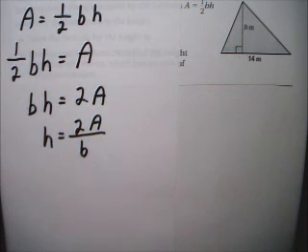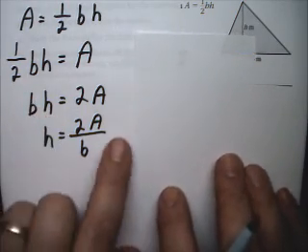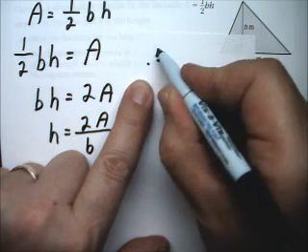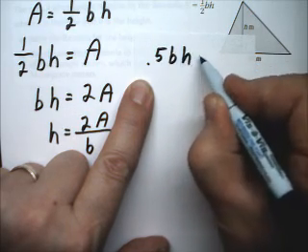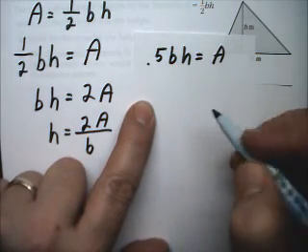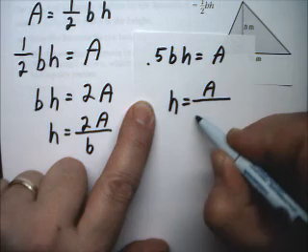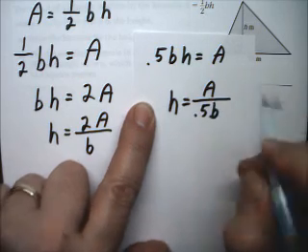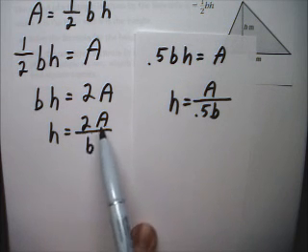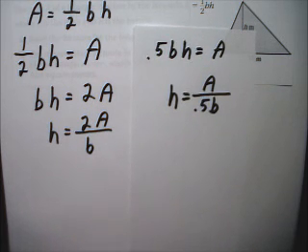Now this is a pretty confusing problem, really. You may not know what to do with that 1/2, so you might say, well, I'm going to rewrite it as 0.5 b h equals a. And now I'm just going to divide both sides by 0.5 b and get h equals a divided by 0.5 b. Well, believe it or not, that is also a correct answer. Here it's multiplying by 2, but multiplying by 2 is the same thing as dividing by 0.5.